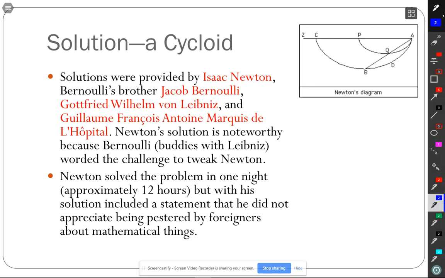Now, Isaac Newton got the magazine, stayed up all night, and sent his solution in the next morning, along with a note saying that he does not appreciate being pestered by foreigners about mathematical things. He knew that he had to answer it, or they were going to say, oh, you don't know math. You think you invented it, and you can't even do it. But at the same time, he didn't appreciate it. So they all came up with an answer, and the correct answer is a cycloid.